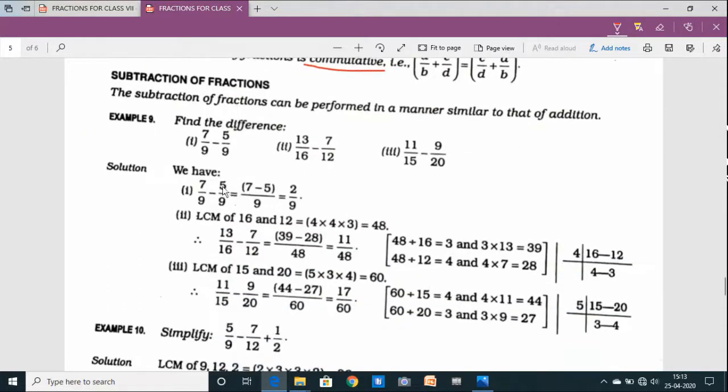Subtraction of fractions can be performed in a manner similar to that of addition. Example number 9. Find the difference 7 by 9 minus 5 by 9. Here 9 is in the place of the denominator and both are the same. So the LCM of both fractions is 9, and 7 minus 5, the numerators will be subtracted, and our answer will be 2 by 9.